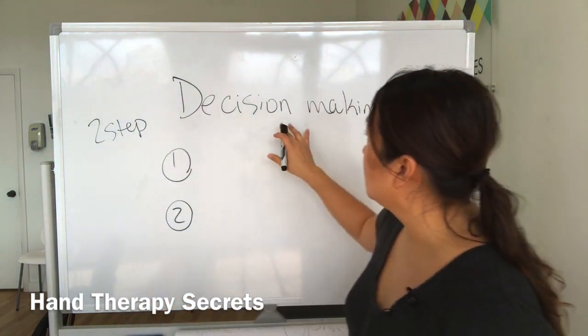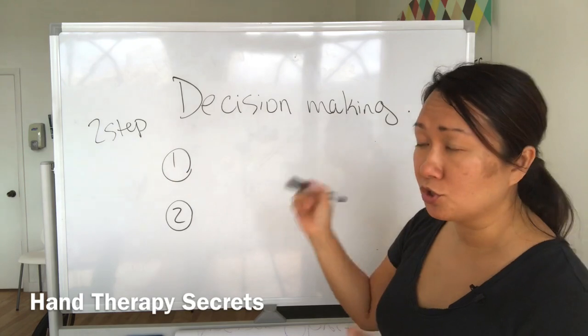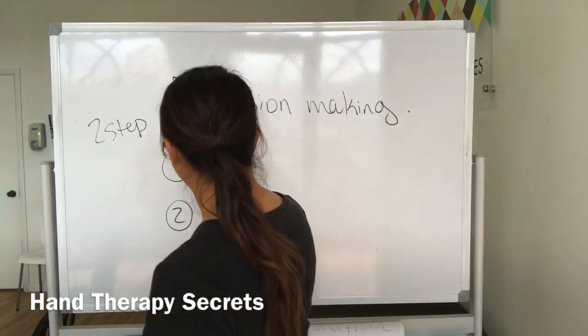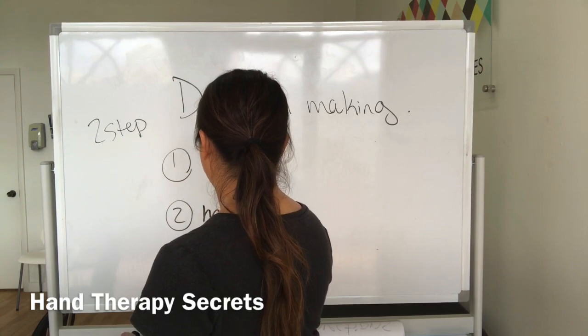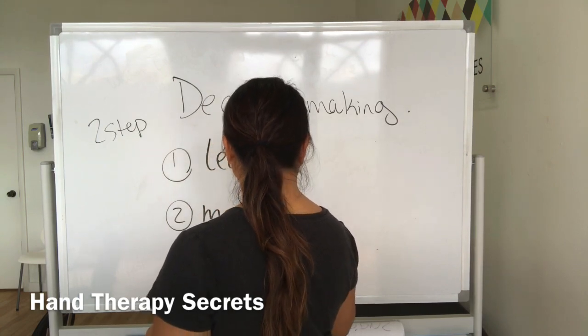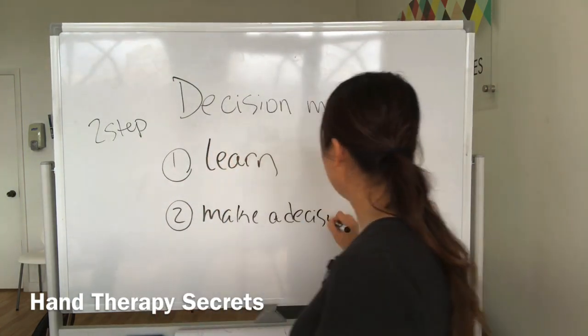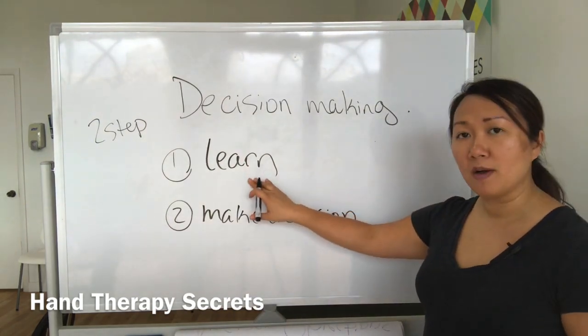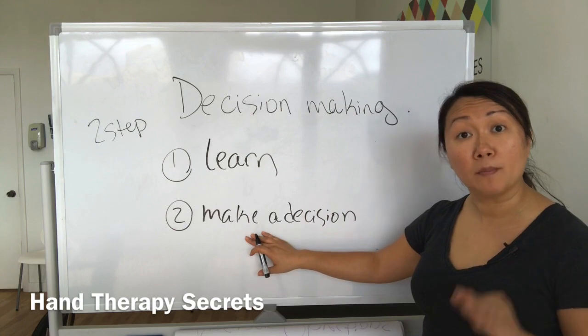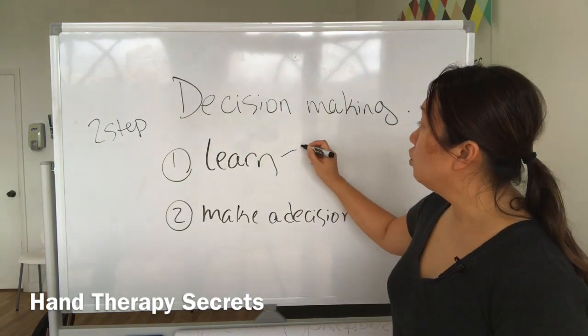So in decision making, there's a two-step process. You learn, and then you make a decision. It's literally that simple, right? You learn about what's going on, and then you make a decision about what to do. So you learn about them.